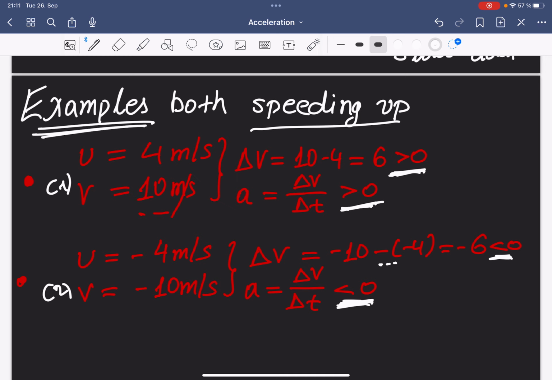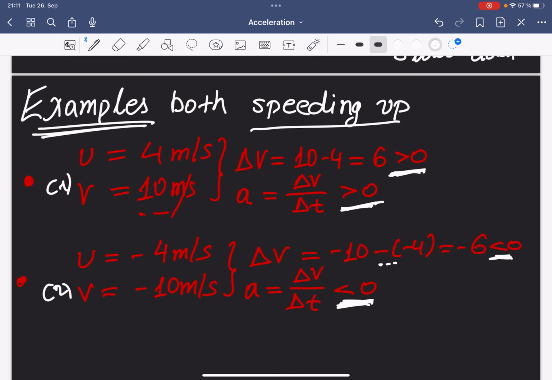So, to begin with, we will see two examples. In both of these scenarios, the object will be speeding up. Let's look at number one. We start with an object with an initial velocity of 4 meters per second, which then accelerates to a final velocity of 10 meters per second.